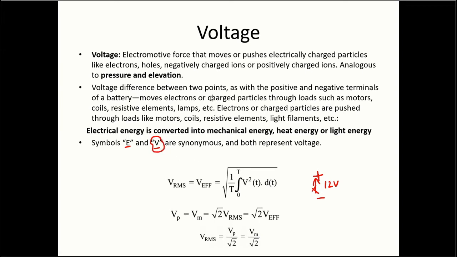So voltage, again, in mechanical terms, is equivalent to pressure, and this is what pushes the electrons through electrical lines, resistors, or anything through which you need to push electrons. You need voltage. So voltage is equal to pressure, and voltage is represented by the symbol V, and the unit for voltage is volts.